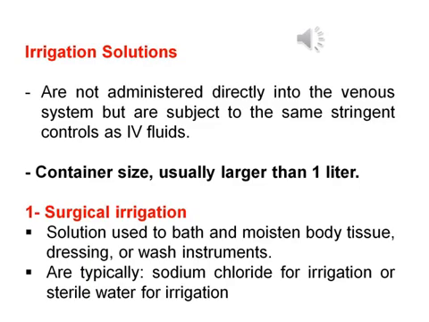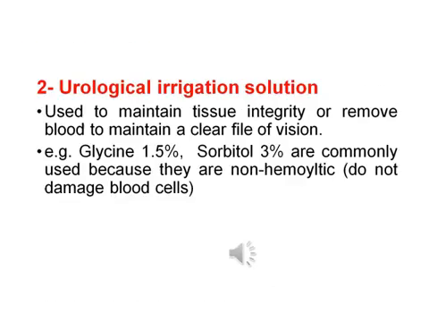Irrigation solution. They are not administered directly into the venous system, but are subject to the same stringent control as intravenous fluid. Surgical irrigation: solution used to pass and moisten body tissue, dressing, or wash instruments, such as sodium chloride for irrigation or sterile water for irrigation. Urological irrigation: solution used to maintain tissue integrity or remove blood to maintain a clear field of vision, such as glycine 1.5% and sorbitol 3%, which are commonly used because they are non-hemolytic.